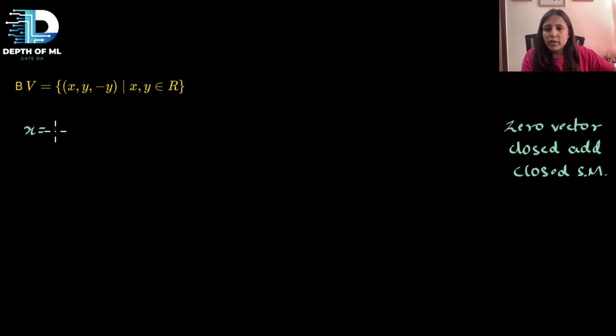So if I take x is equal to 0 and y is equal to 0, what will I get? I'll get 0, 0, and minus 0 is 0, right? So this belongs to V. So this checks out. Now I have to check closed under addition or not.